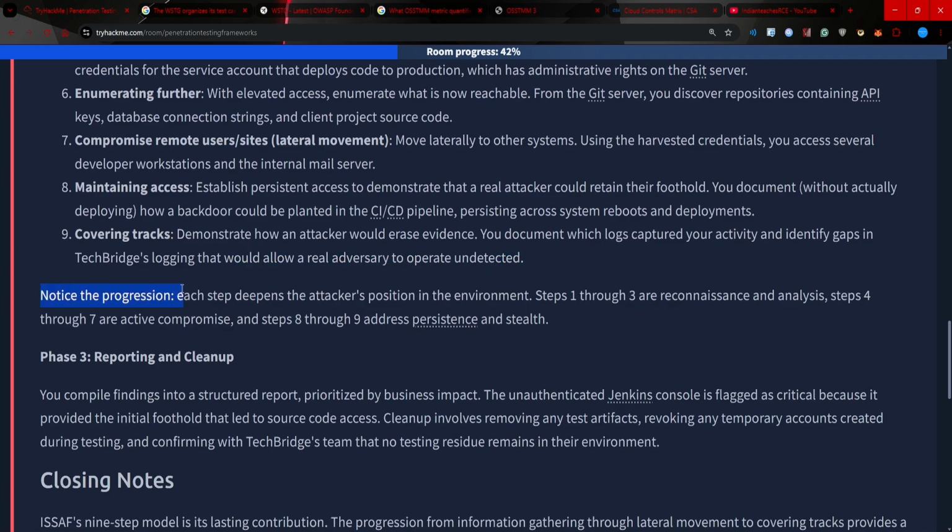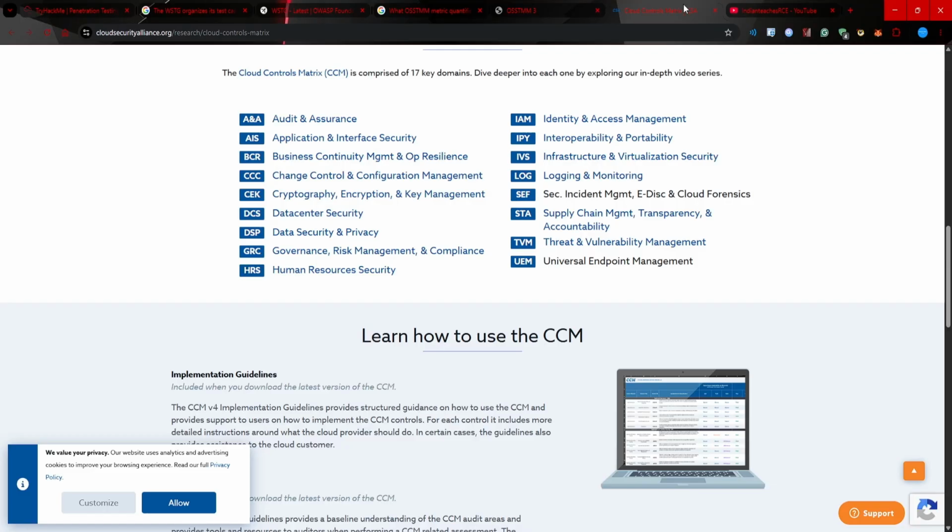Notice the progression. Each step deepens the attacker's position in the environment. Steps 1 to 3 are reconnaissance and analysis. Steps 4 to 7 are active compromise. Steps 8 to 9 address persistence and stealth. Basically the MITRE ATT&CK framework.